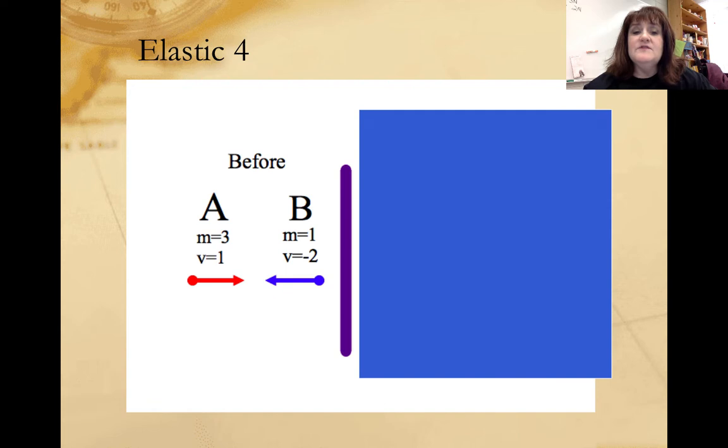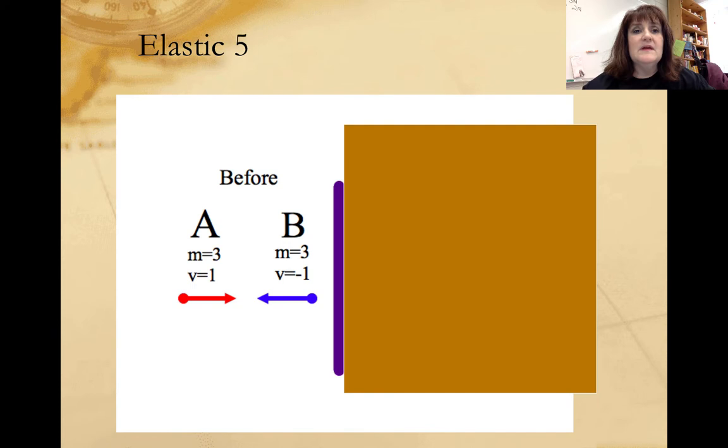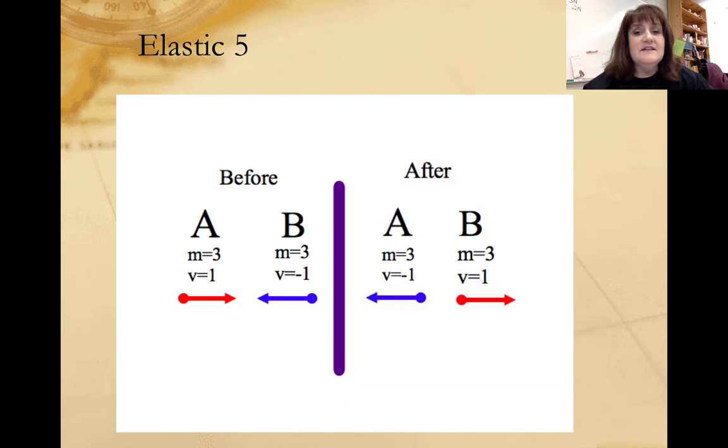You could have two objects moving toward each other. Notice that you do have to worry about direction, right? And they could bounce off of each other because this is a bouncy collision, it's elastic, and their velocities change. You could also have two objects moving toward each other, same mass, same velocity, and it is literally like bumper cars. They bounce back with the opposite velocity.